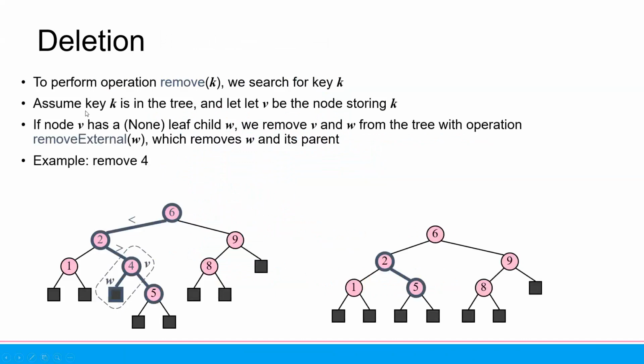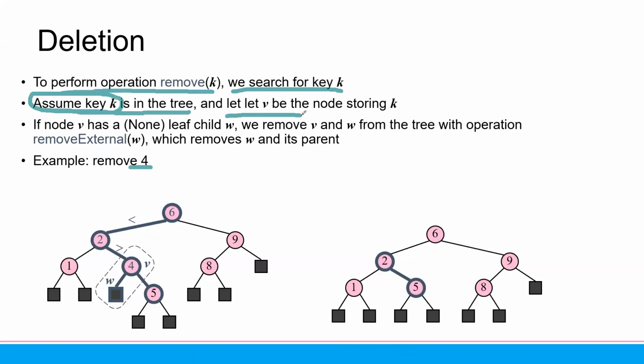What about if we want to delete? So the deletion, there are 2 kinds of deletion. This deletion is to remove a k. Let's say I want to remove 4. We will first search where k equals 4. We can assume k is in the tree. This is an assumption, so we assume that k is available.